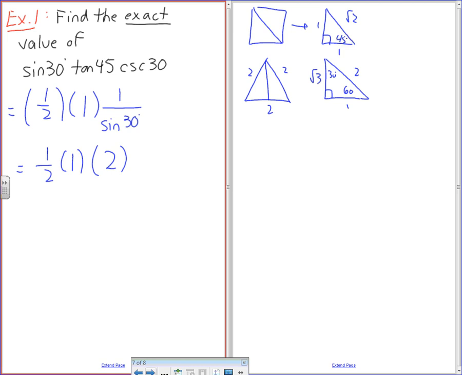Can somebody tell me where I got 1 over sine 30 is equal to 2? Dividing fractions, flipped. Whatever sine 30 is, 1/2, it's flipped. That's 2. So what does all this equal? Cool. Okay, awesome. All right, example 2.